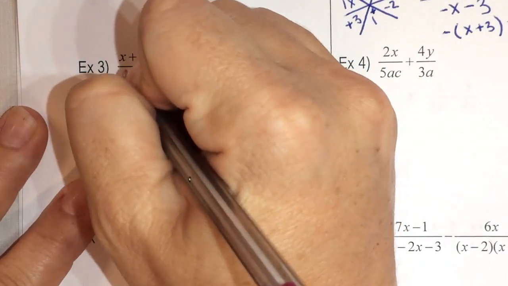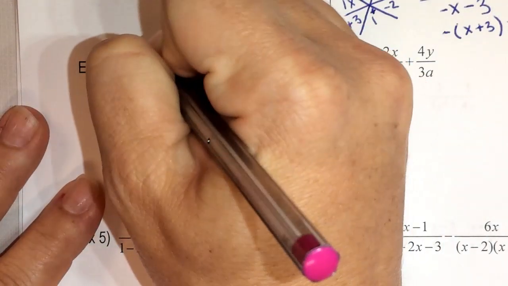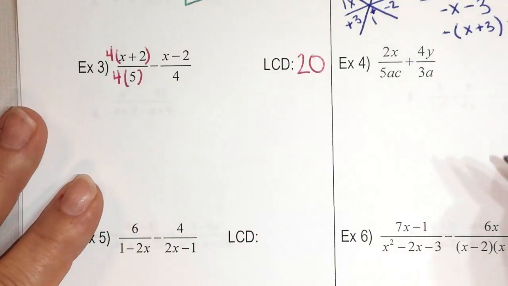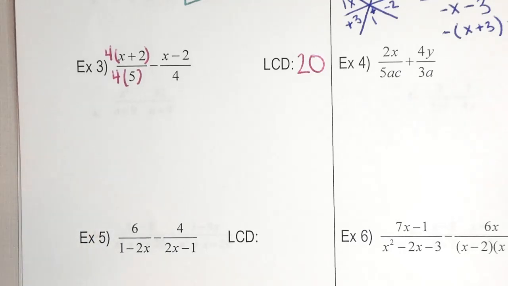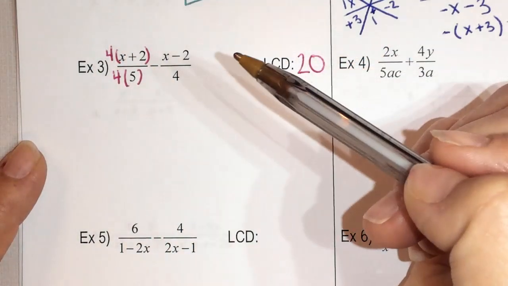So 5 times what gives you 20? 4. Whatever I do to the bottom, I have to do to the top because that's what keeps it equal. Because, y'all, what's 4 divided by 4? 1. So technically we're multiplying by 1, which doesn't change anything. So, yes, we're changing it, but if we simplified it, it'd be the same.